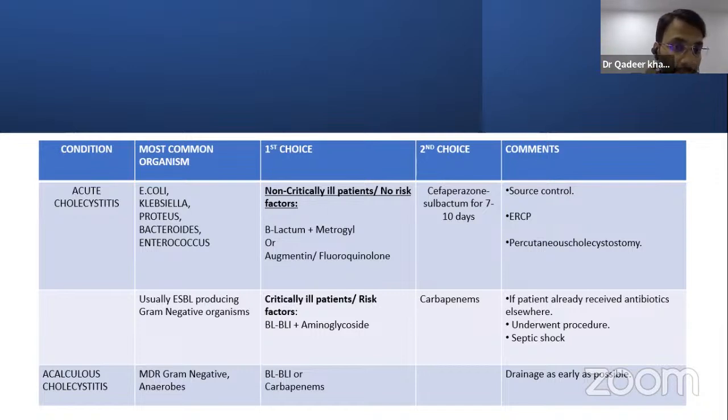If we come to know that the patient is producing an ESBL organism and the patient is critically ill, we should think of either a BL-BLA combination with an aminoglycoside or a carbapenem. If the patient has received antibiotics initially elsewhere and has undergone a procedure and is now in shock, then we should consider a BL-BLA combination with an aminoglycoside or a carbapenem. If the patient has acalculous cholecystitis, we think of gram-negative organisms, MDR, and we should go ahead with a BL-BLA combination and drain with a percutaneous cholecystostomy as early as possible.